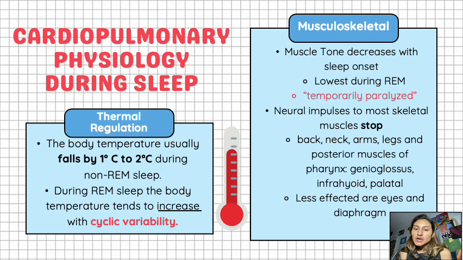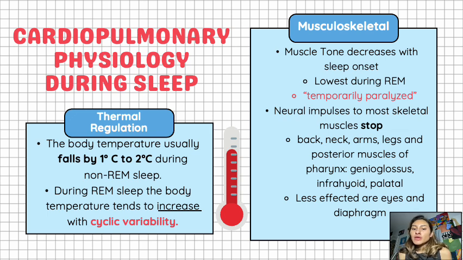This is especially true for the muscles of the back, neck, arms, legs, and posterior muscles of the pharynx, including the genioglossus muscle, the infrahyoid muscle group, and the palatal muscle group. The partial paralysis may allow the tongue to fall into the back of the oropharyngeal area during inspiration. So this sometimes can lead to obstructive sleep apnea.